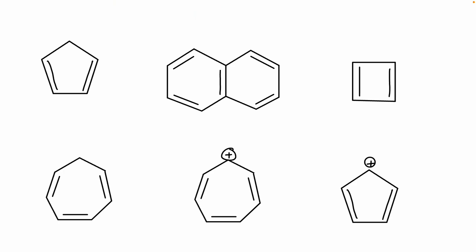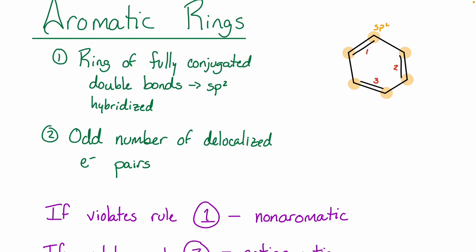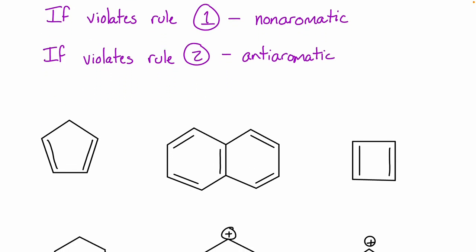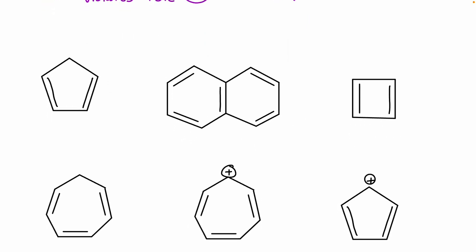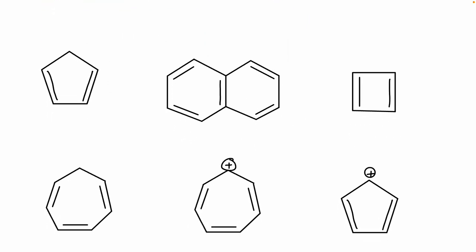All right, so let's go through. We're going to apply our rules here. Do we have a fully conjugated ring? Are all those atoms in my ring sp2 hybridized? So I'm going to go through in color. These carbons have that double bond on either side, so we have sp2 hybridization. These ones are sp2 hybridized. And what about the one up top? Is it sp2?